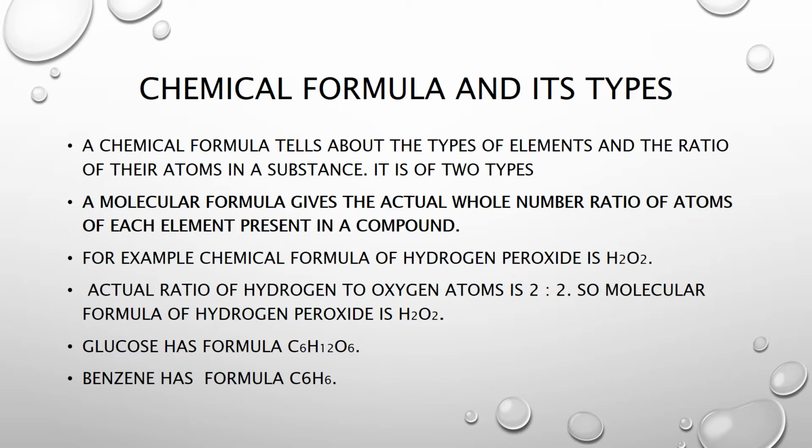Chemical formulas are of two types. One is the molecular formula. Molecular formula gives us the actual whole number ratio of atoms of each element present in a compound. Actual whole number ratio means how many total atoms are present there.